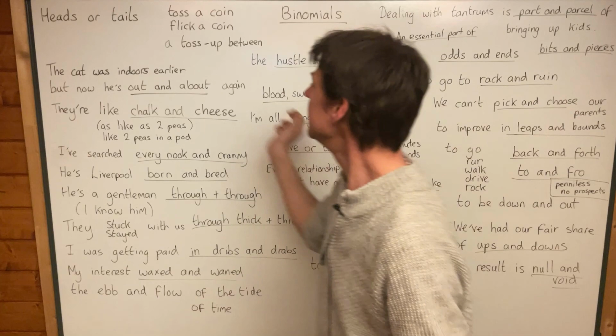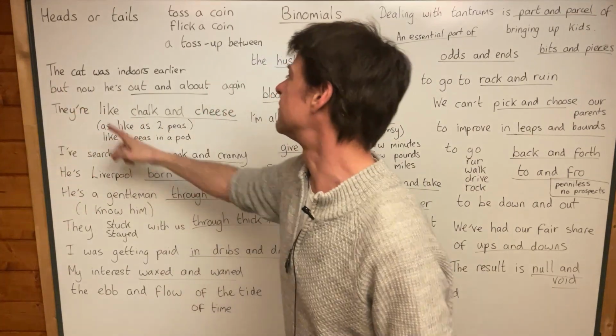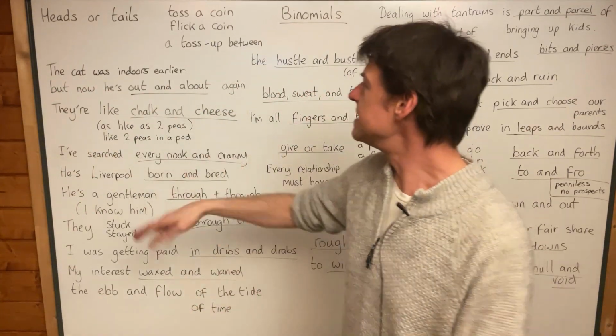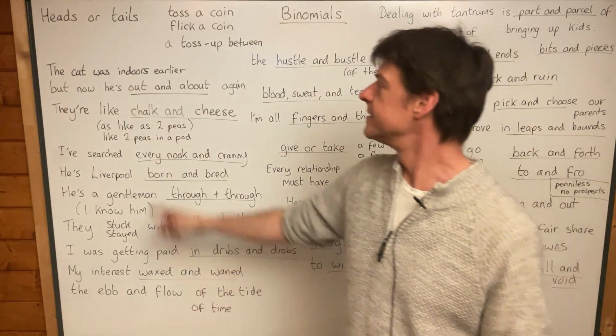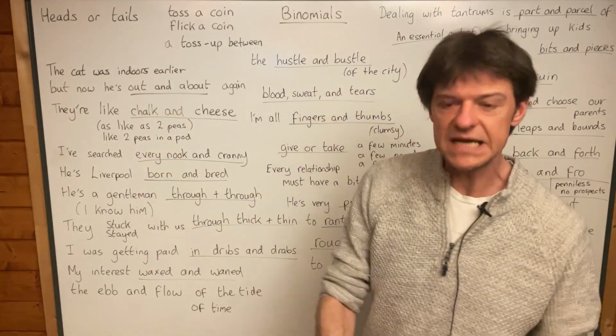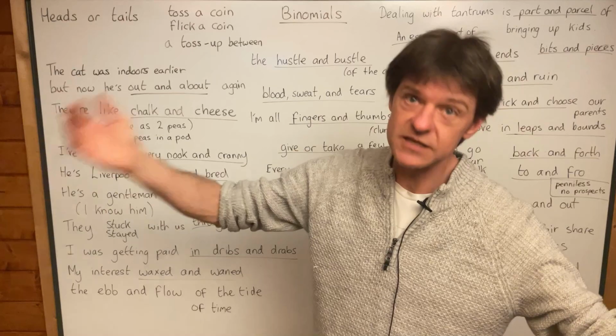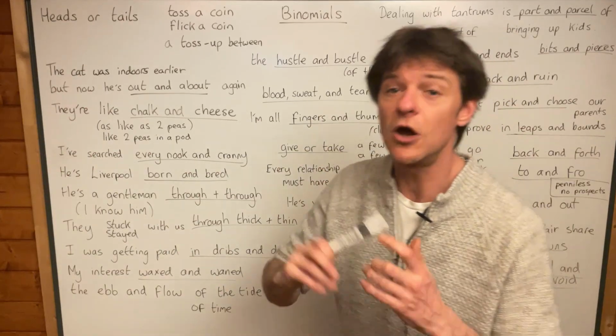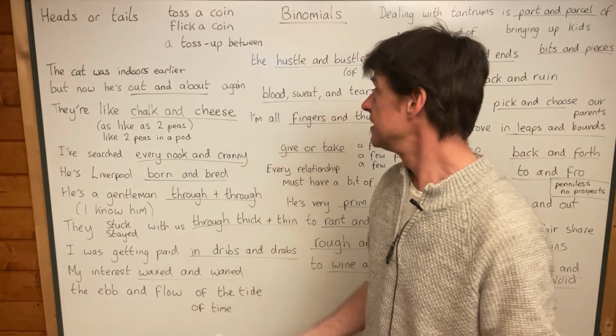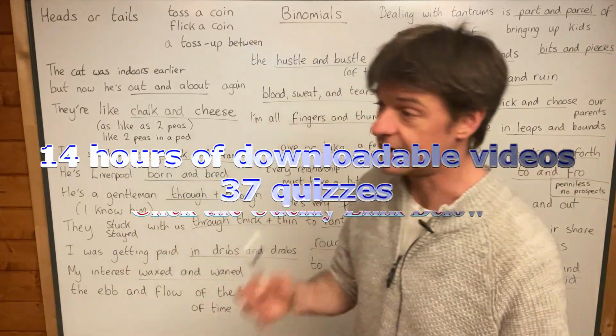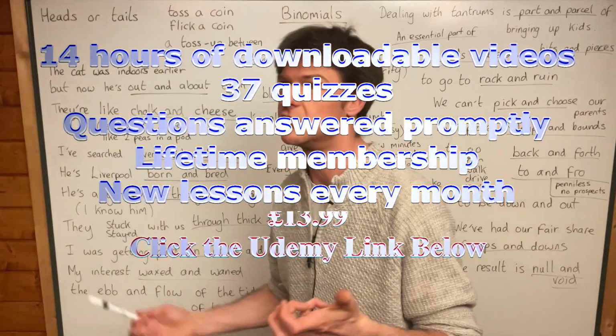So it's when you're going to give two options, a toss-up between X and Y, and they're two equally desirable options, okay? Now, you might say something like this: the cat was indoors earlier, but now he's out and about again. And this out and about means outside doing your usual business, going about your usual business. Yeah, it doesn't mean doing anything specific. It just means that you are out doing your usual business.